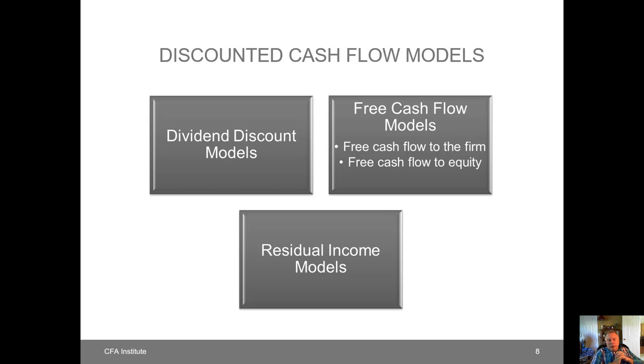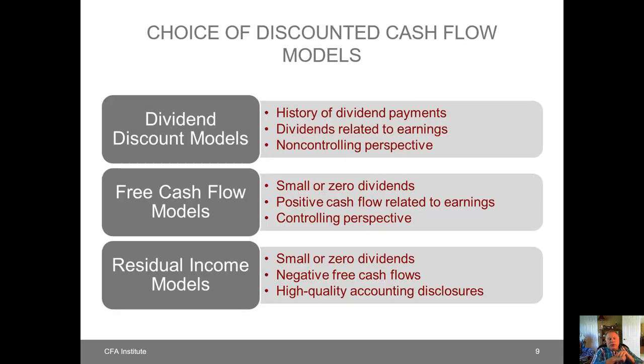A couple of the models that we use are our dividend discount model, our free cash flow model, free cash flow to the firm, free cash flow to equity, and then residual income models. So we're always doing discounting. We're using different approaches of what we're going to discount. So how do we decide what to do?